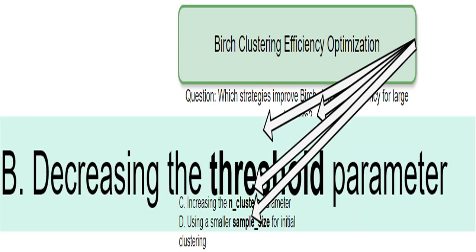I'll explain why decreasing the threshold is bad for performance. A smaller threshold means you're requiring data points to be extremely close to belong to the same cluster. This results in many more tiny clusters and makes the CF tree much more complex and time-consuming to build. Think of trying to sort thousands of tiny pebbles instead of large rocks. It's much more effort, and takes longer.